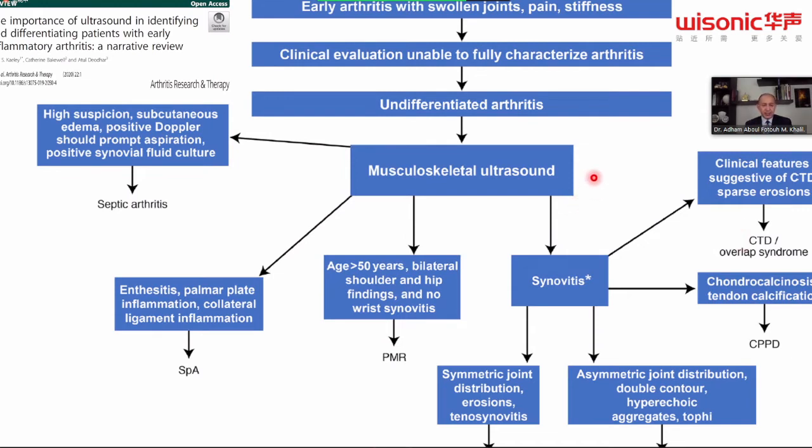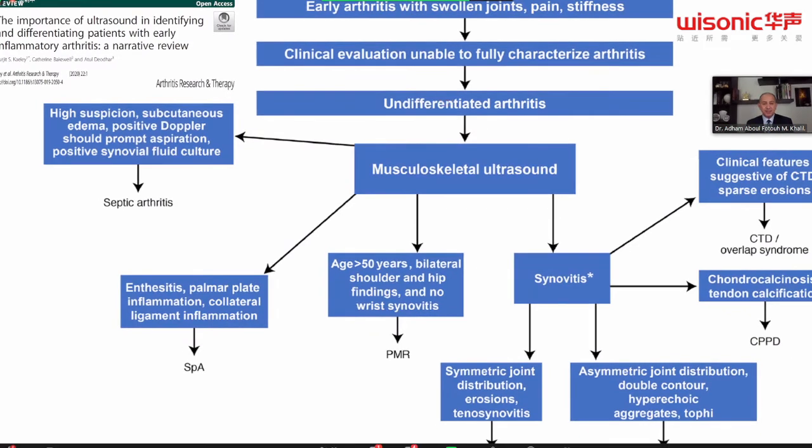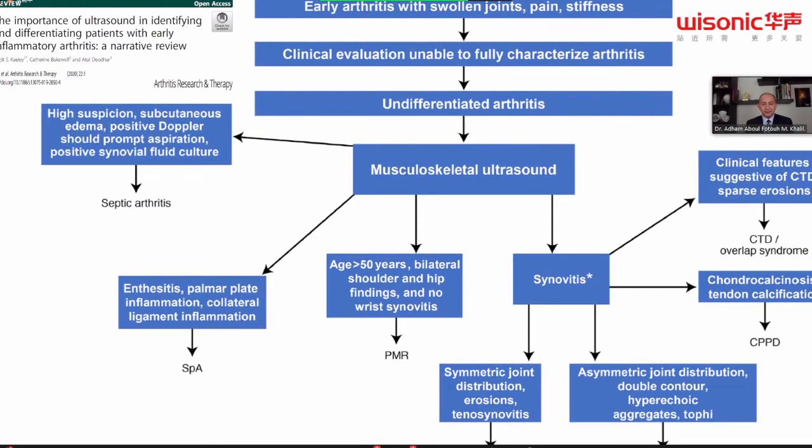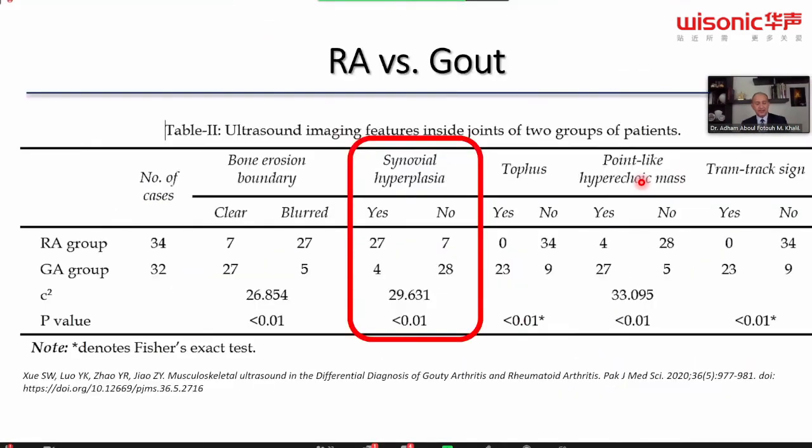So this paper I recommend very highly. It's a very nice algorithm to use the ultrasound very early in the undifferentiated arthritis clinic, and you know that it's sometimes very recommended to use the ultrasound in those clinics.